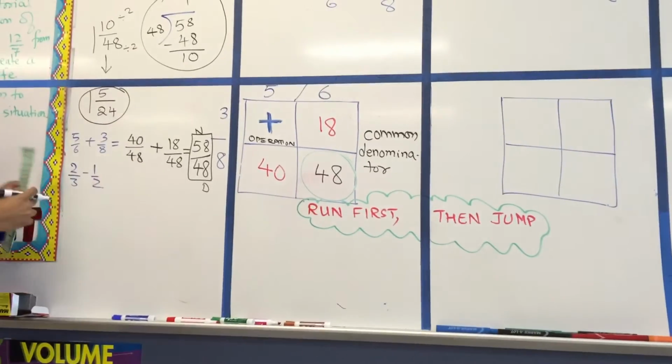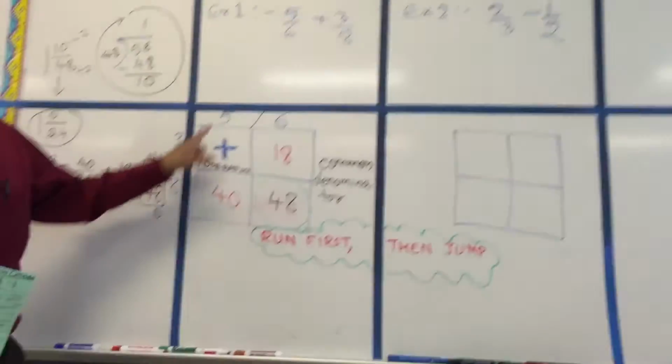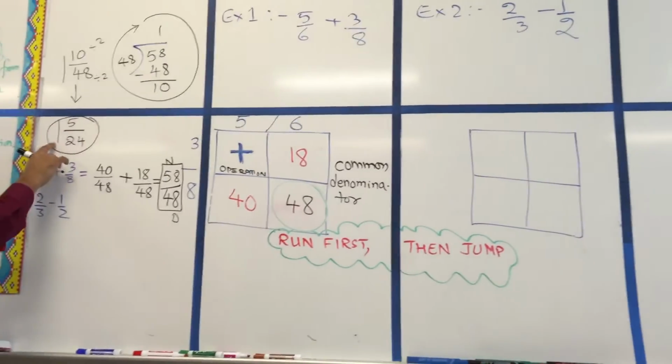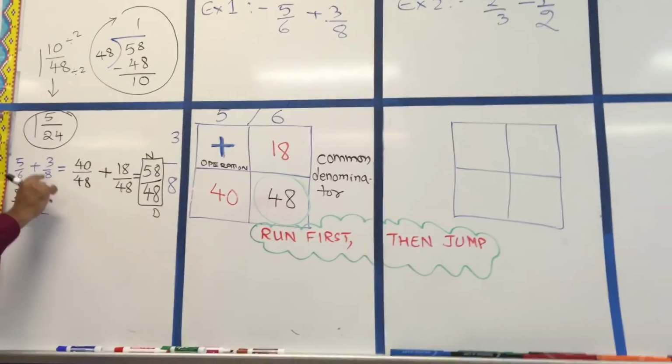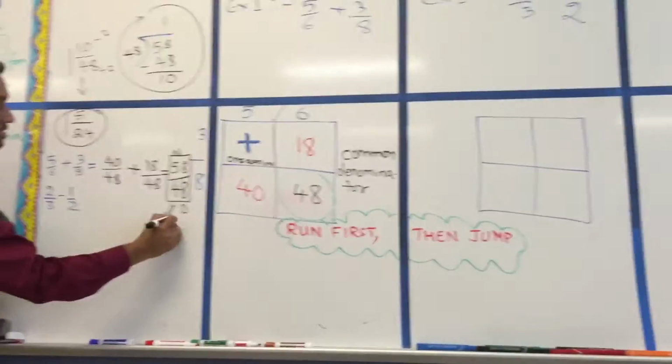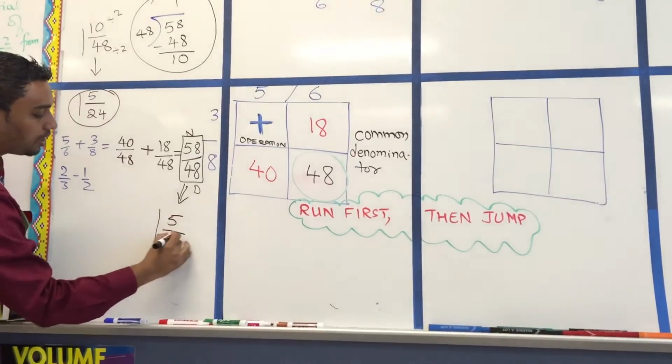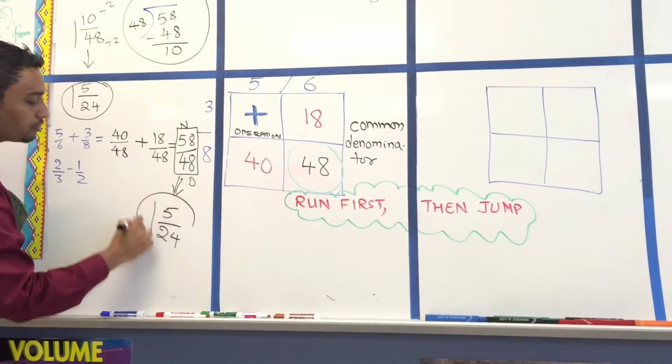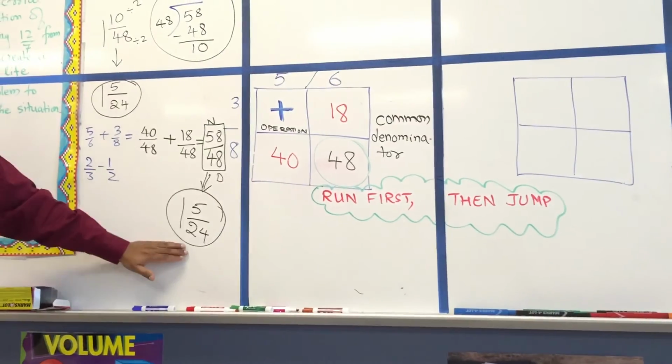So, without doing your least common denominator, use this trick and you'll be able to solve. So, 5/6 plus 3/8 is equal to 58 over 48, which is simplified to 1 and 5 over 24. That's your final answer.